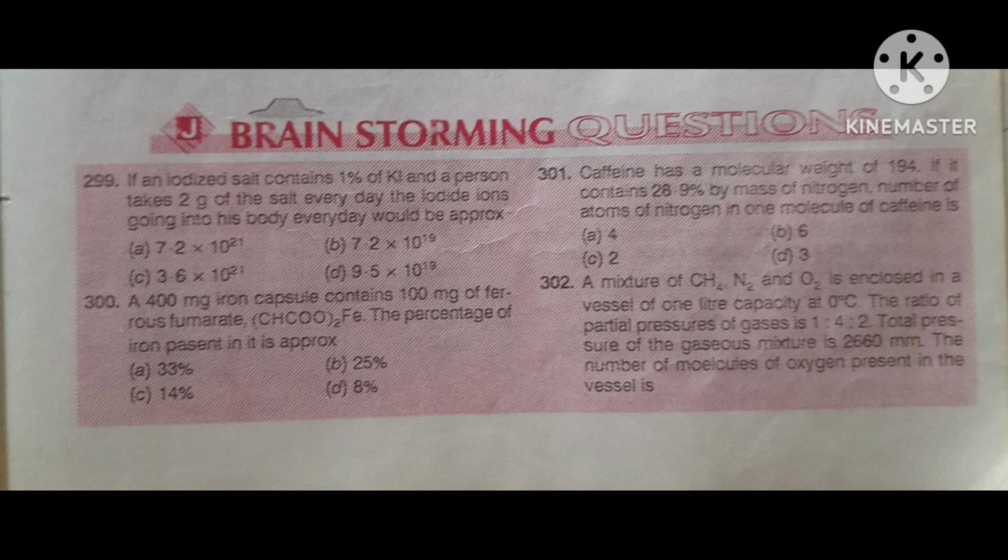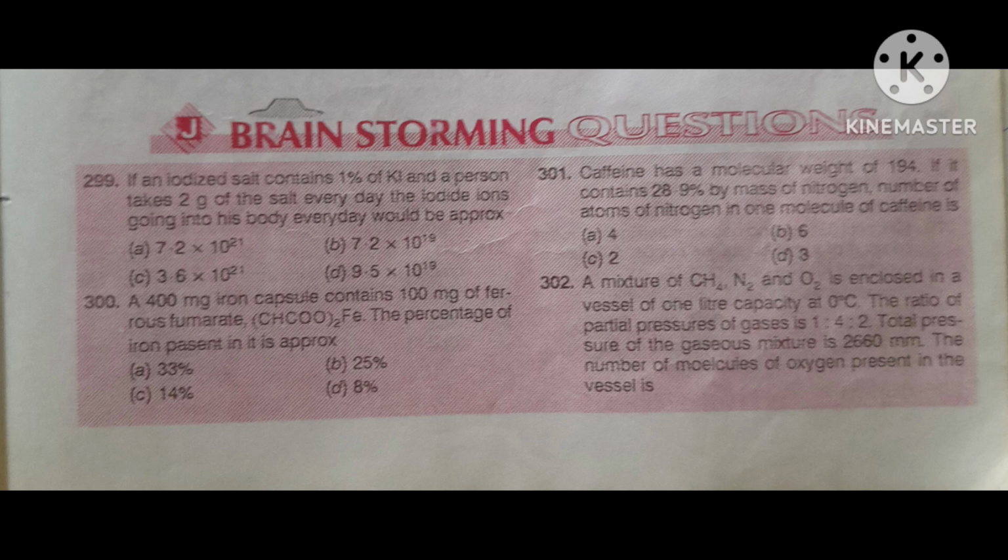Because it is 1.2 into 10 to the power minus 4 and Avogadro number 6.02 into 10 to the power 23, the power minus 4 goes and 19 remains. Then you will get 7.2 into 10 to the power 19 iodide ions. This is correct. Which option is correct? Option B is correct, 7.2 into 10 to the power 19.